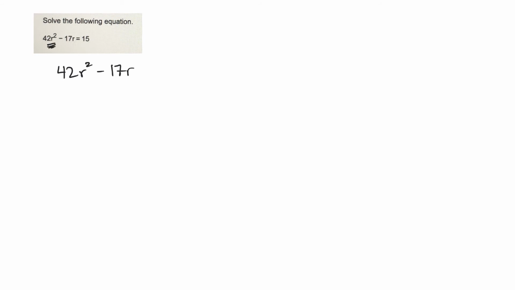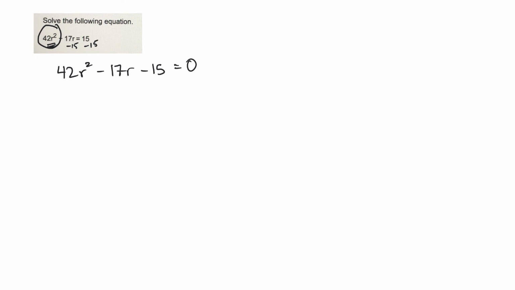Whenever I have a quadratic, that's something with a squared in it, I want to make it equal to 0. So the first thing I want to do is use the subtraction principle to subtract 15 on both sides, so that I get a 0 on the right-hand side. And now you get to factor this thing.